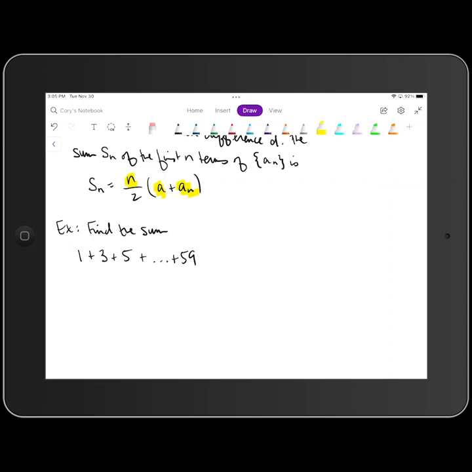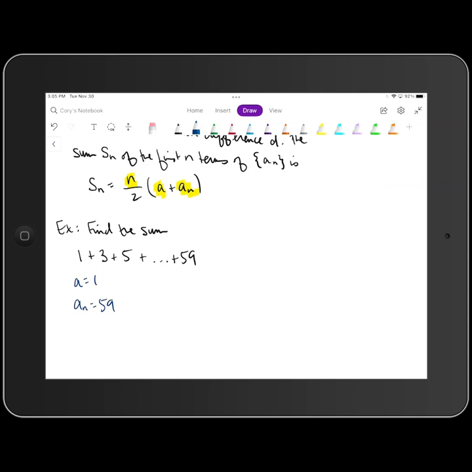Okay, and I can look at the information given in this problem and figure out that a is equal to 1, so that's the first term. A sub n, which is the last term, is equal to 59. And then what we have to do in order to calculate the sum is we need to figure out the number of terms in that sum.